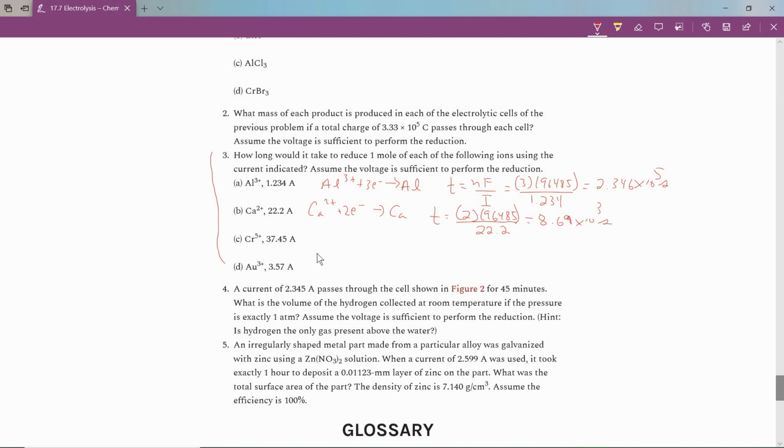That's a 9. Chromium 5 plus? Are you kidding me? Really? Well, there you go. Chromium 5 plus. So that's going to need 5 electrons to form chromium. So we're going to have 5 times 96,485 over 37.45. Chromium 5 plus, really? I guess in some compounds you can get that, but it's not that common in most of the questions we look at. You get 4 sig figs, 1.288 by 10 to the 4 seconds.